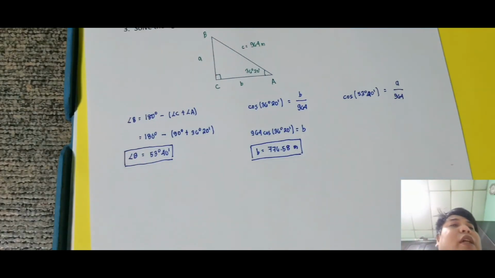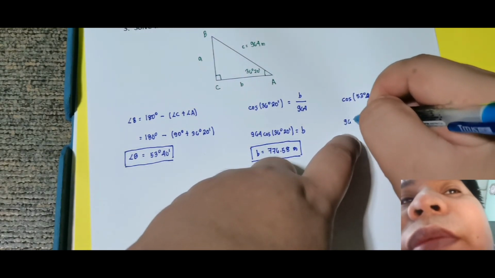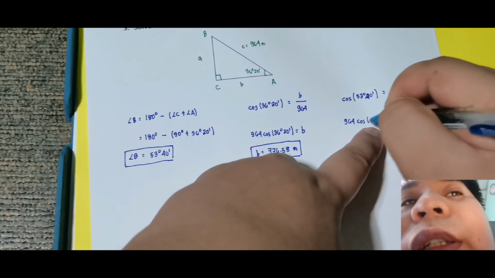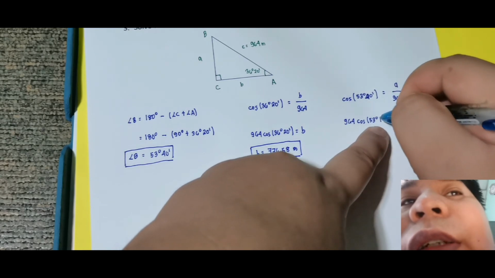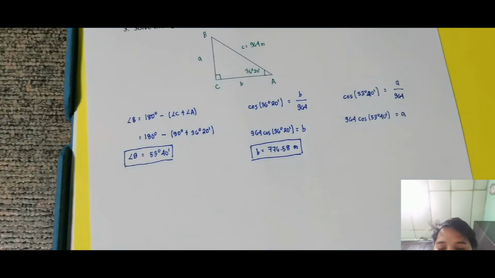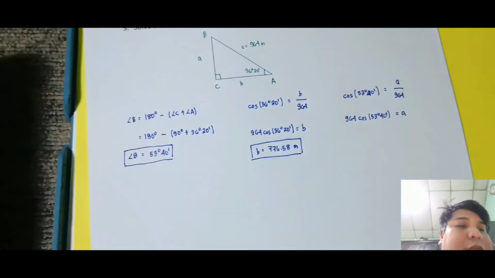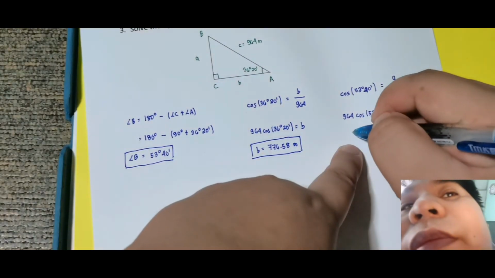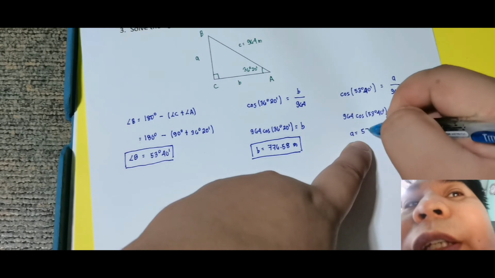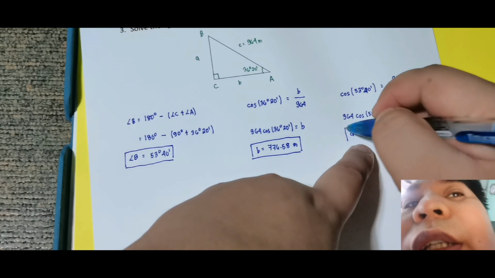So, kung napansin mo, gamit ako ng sign, pero magkaiba yung angle na ginamit ko. So, that is simply 964 cosine ng 53 degrees 40 minutes, which is equal sa A. Then, input na lang sa calcu. That is 964 cosine 53 degrees 40 minutes. Okay, so check natin. That is 571.15. So that is A is equal to 571.15 meters. Okay, then i-box natin siya.